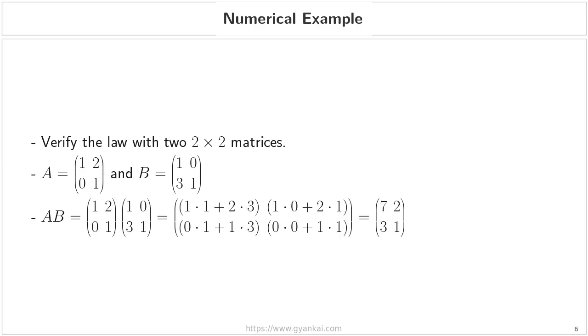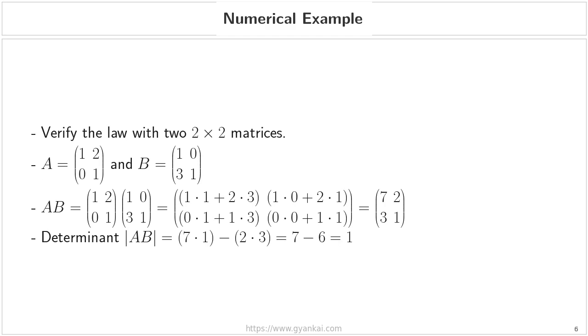Our first goal is to find the product of these two matrices, which we call A times B. To do this, we multiply the rows of the first matrix by the columns of the second. For the top left element, we multiply 1 by 1 and add 2 times 3, which gives us 7. For the top right, we multiply 1 by 0 and add 2 times 1, resulting in 2. Moving to the bottom row, 1 times 1 plus 3 times 1 gives us 3, and finally, 0 times 0 plus 1 times 1 gives us 1. So, our resulting product matrix, AB, is 7, 2, 3, 1.